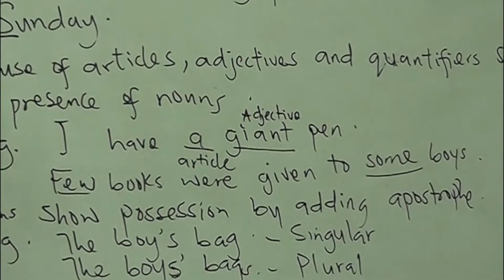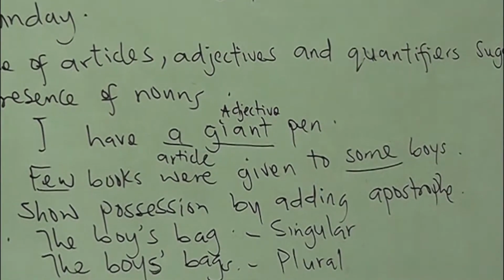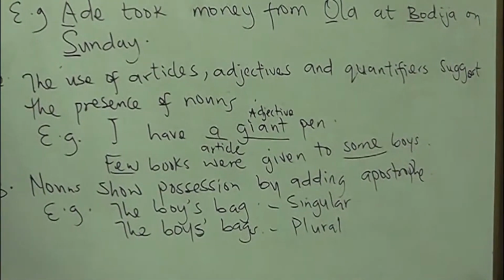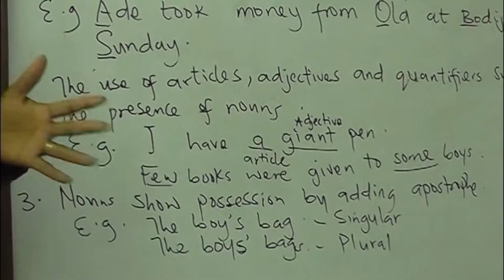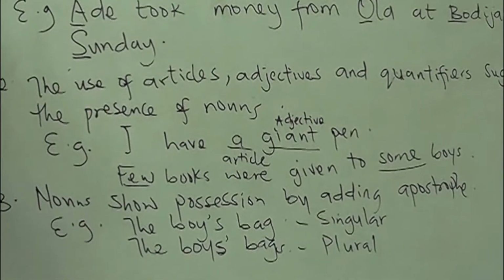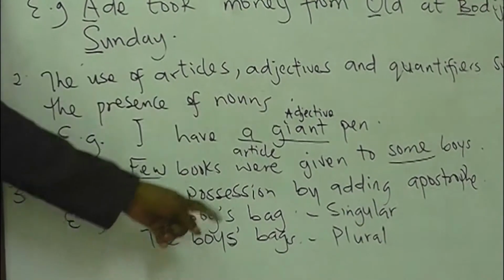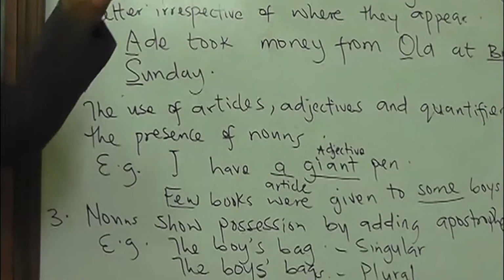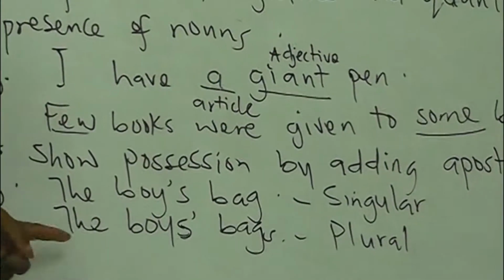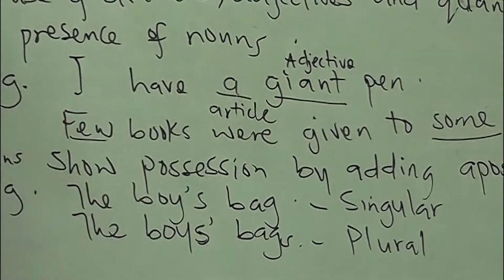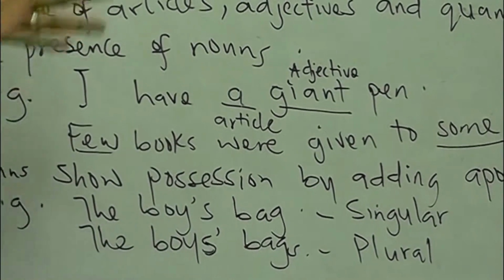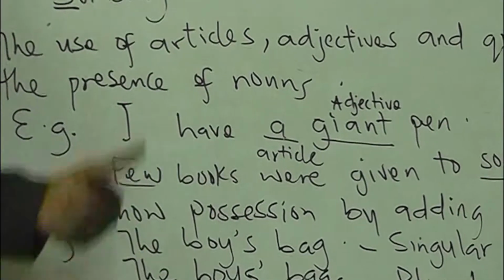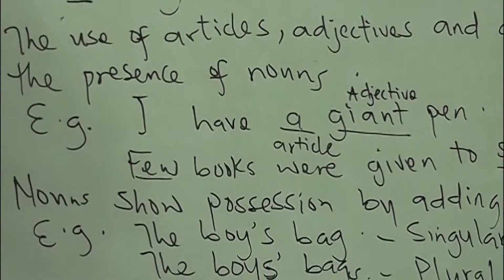Then the third point under the features is that nouns show possession by adding an apostrophe. We need to make this clarification, especially when we get to the pronoun. Most of us don't know where to use the apostrophe. The boy's bag, singular. The apostrophe comes before the S, indicating that I'm only talking about a bag belonging to one boy. But the moment I have the S before the apostrophe, then I'm talking about bags that belong to many boys, more than one. When you use the plural, you have the apostrophe coming after the S. But when you are talking in the singular sense, it comes before the S.